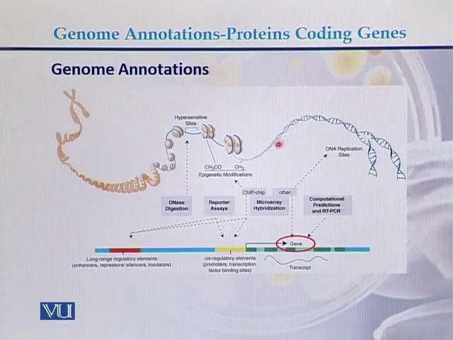Once the genome has been sequenced, we know that within the sequence of the genome there are genes. So the next step is to identify those genes and to identify the function of those genes. This is called genome annotation, either to identify the genes or to find out the function of the genes.